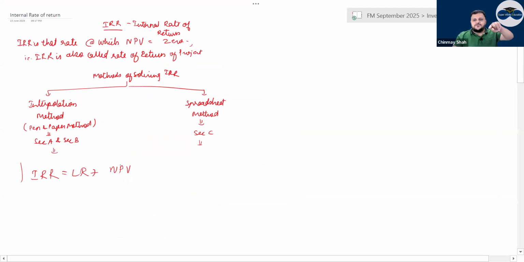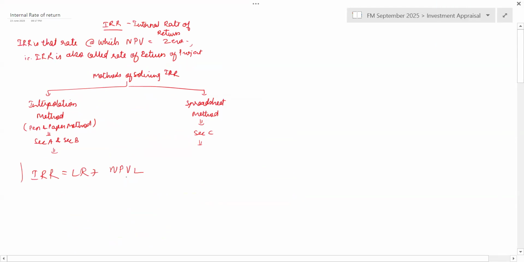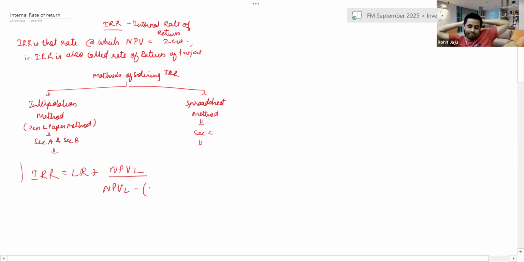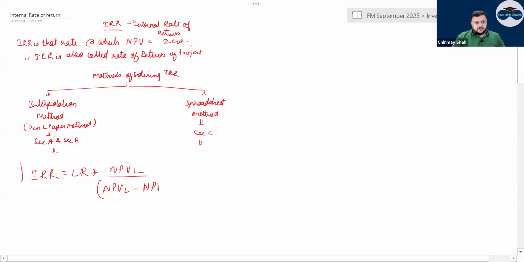Lower rate plus, in the denominator NPV at lower. That is the full total NPV or total area. NPV at lower divided by NPV lower minus NPV higher. That NPV higher should be negative, so negative and negative will become positive. So it is NPV lower minus NPV higher.